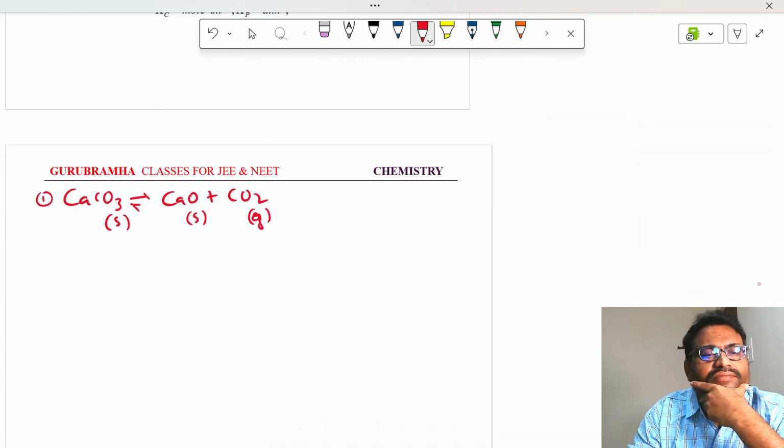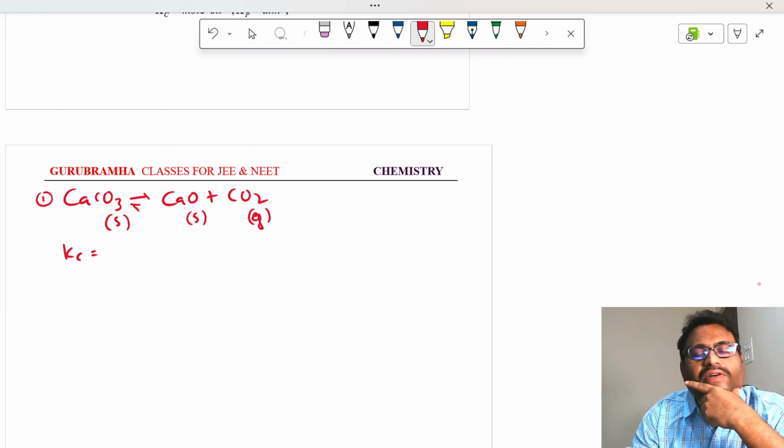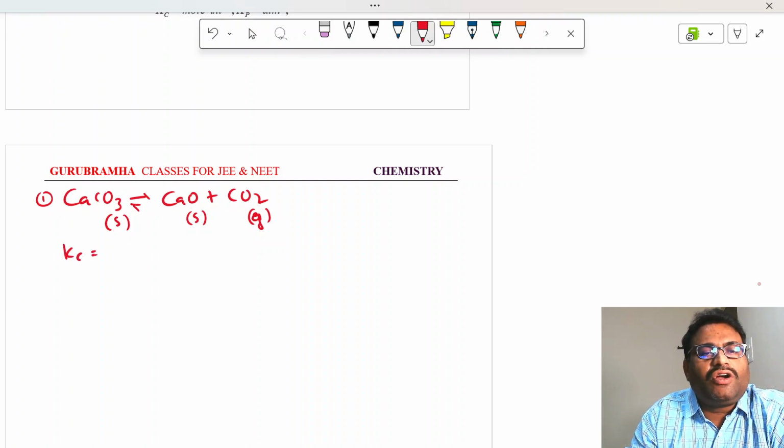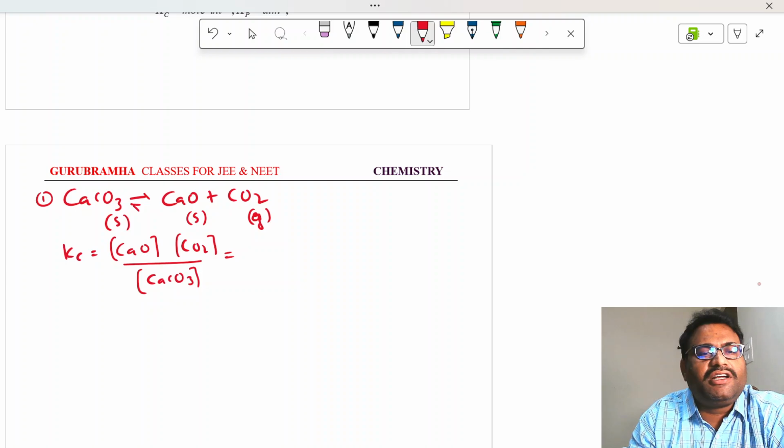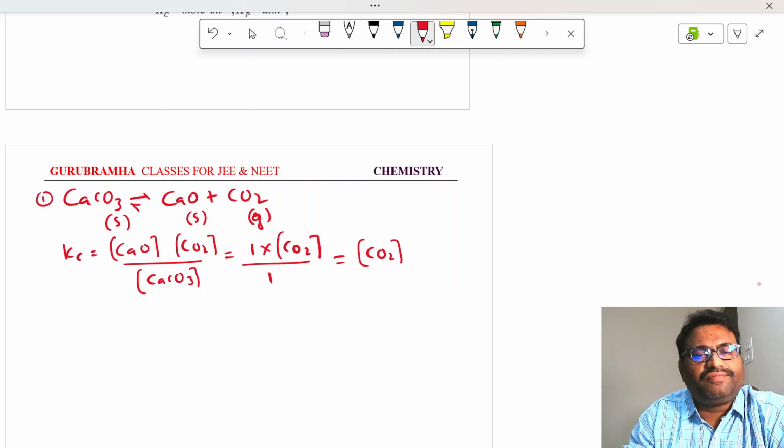So Kc is equal to the concentration of the products, CaO concentration into CO2 concentration, by CaCO3 concentration. Already we have mentioned that the concentration of a solid is 1 unit. So 1 into concentration of CO2 by 1. So simply I can write it as the concentration of CO2.